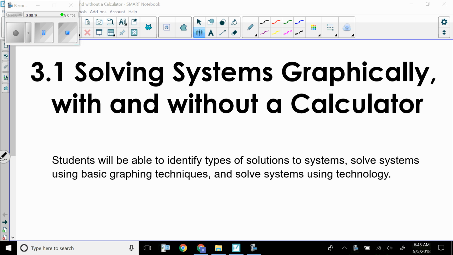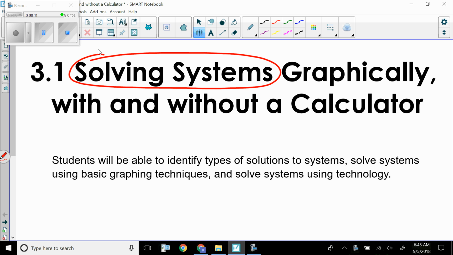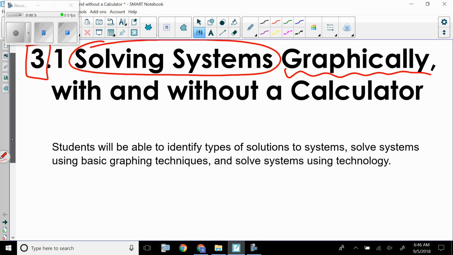In this chapter, we're going to be dealing with systems of equations. Systems. So we're going to be trying to solve systems. That is the entirety of just Chapter 3. In 3.1, we're going to start with just one method, which is graphing. Okay, solving them graphically. It says with and without a calculator. All right, we're going to do a couple different methods here.